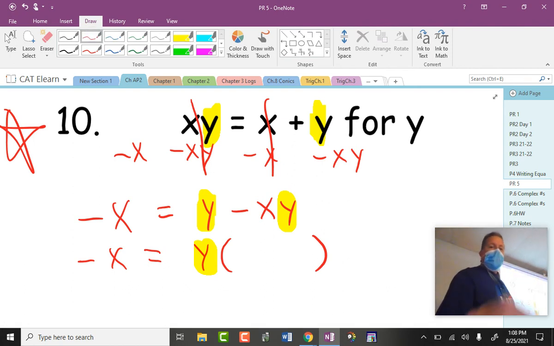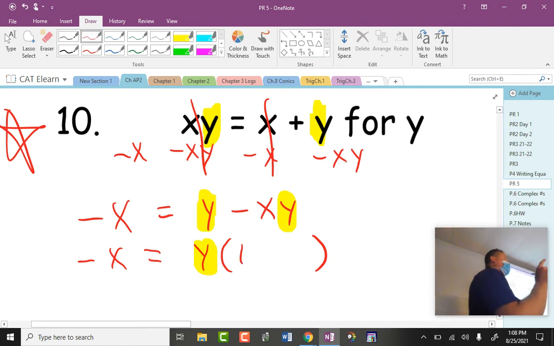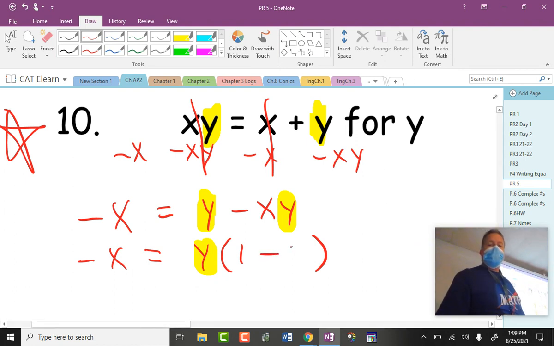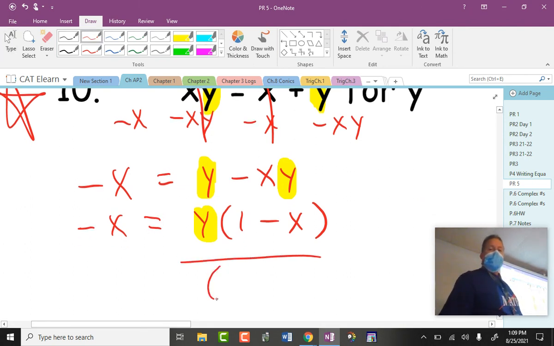This becomes a 1. Because good distributors are good factors. If I distribute y back in, y times 1 is y. Right? Minus x. There you go. Mathematically, 2 y's became 1 through factoring. Now you divide by this binomial, and then you're done.